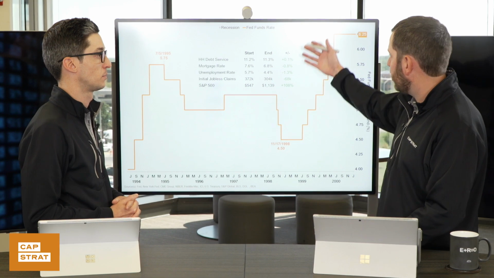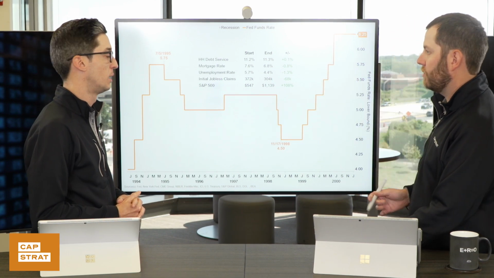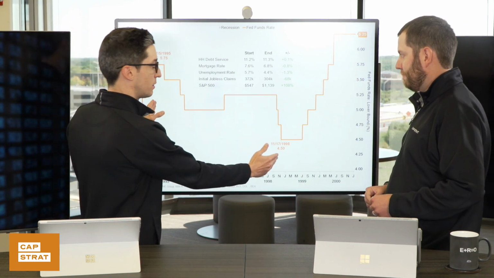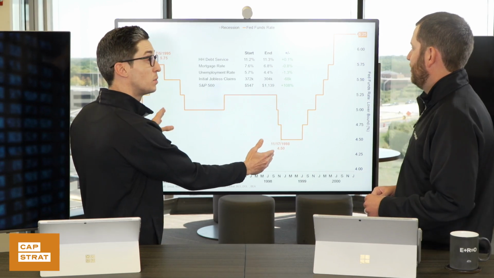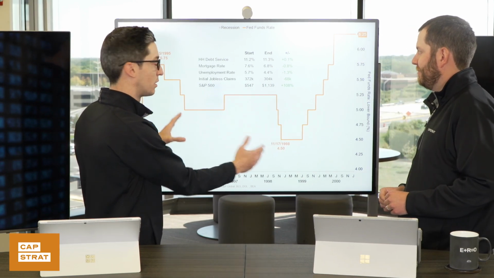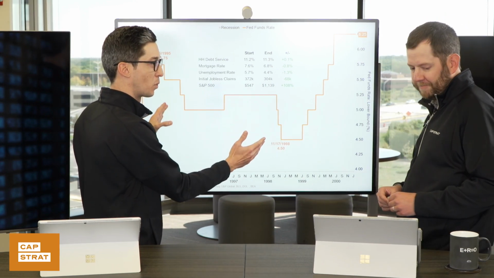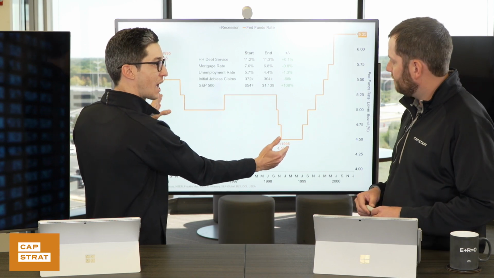And you can see a lot of green in this column. Why did this work out so well? Yeah, this was Alan Greenspan, the maestro. This is when he was named the maestro. He's on the central bankers' Mount Rushmore, basically because of this time period.